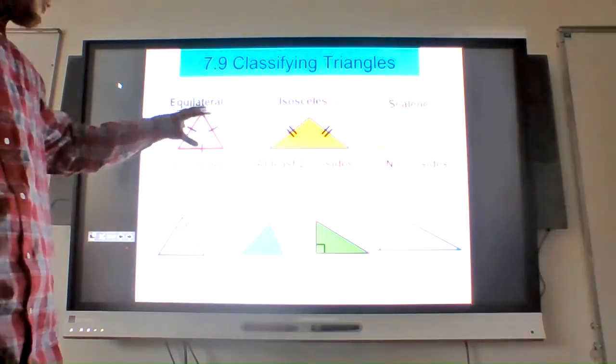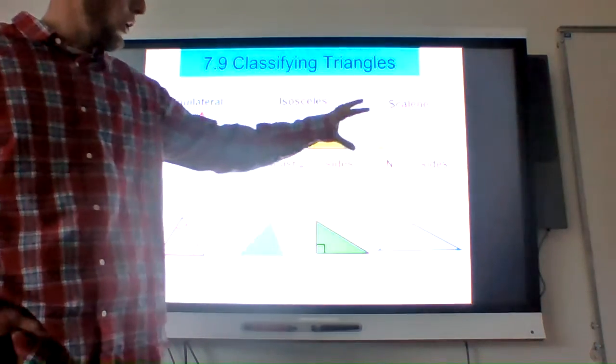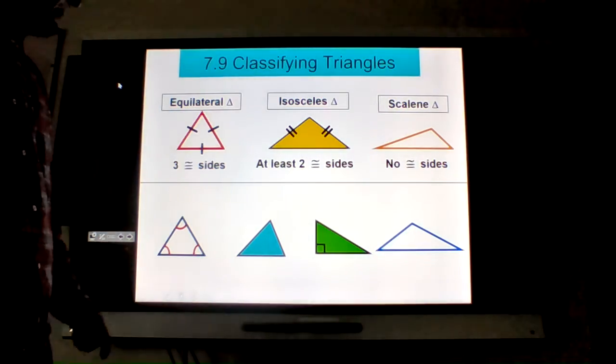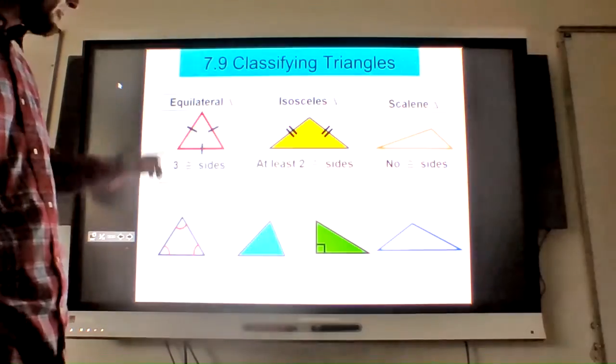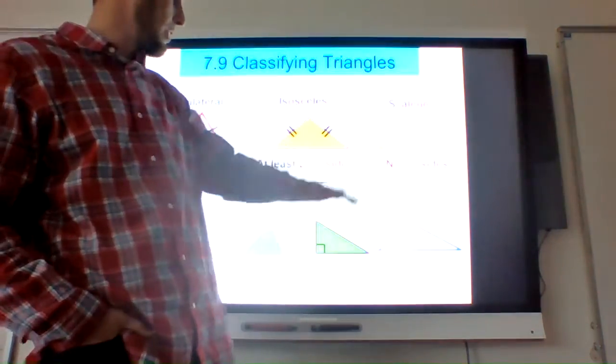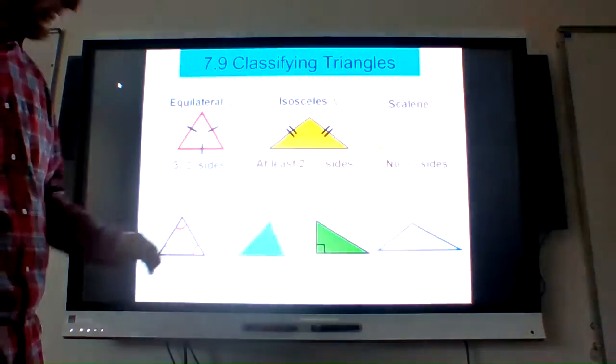So you can classify these triangles based on the sides. You could also add another adjective to describe them based on the angles. I'm going to separate that here, but certainly there are at least two adjectives that describe a triangle, based on sides and angles.